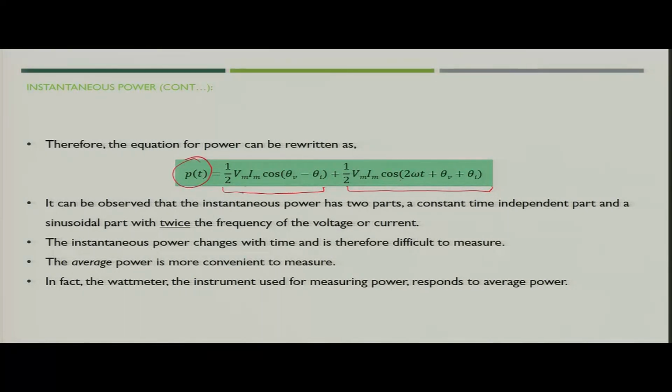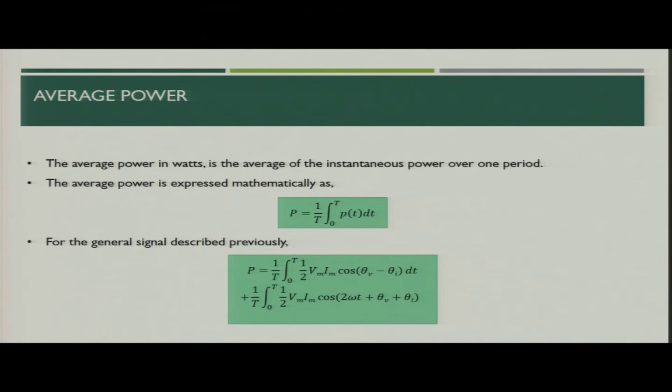Now, you can say that instantaneous power changes with time, therefore, it will be difficult to measure. So, what do we measure in general? We measure in general the average power because it is more convenient to measure. And in fact, the wattmeter is measuring the average power rather than the instantaneous power. So, let us see how we will calculate the average power from the previous equation which we derived.